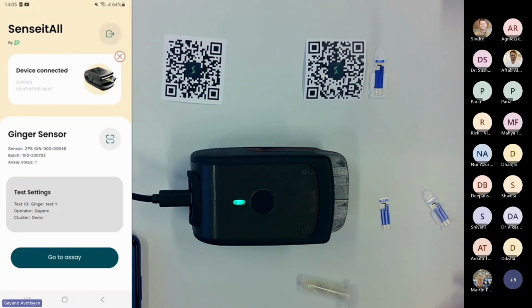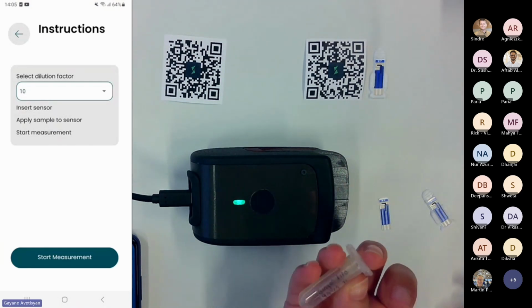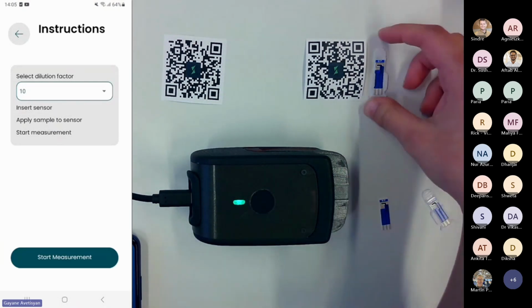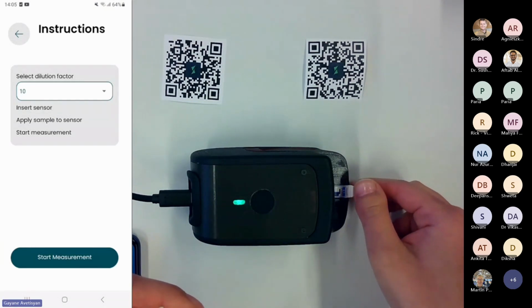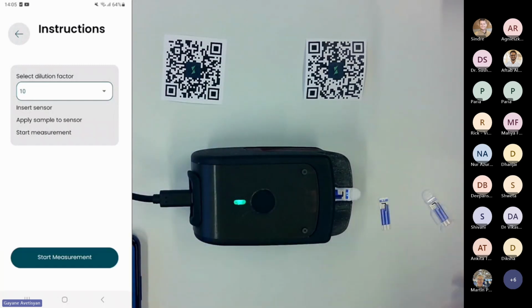I'll move forward, and I have ginger solution, which is a 1 to 10 ratio, so I don't need to do anything. I will place the ginger sensor with a cartridge and lock it so it's connected. The procedure is the same. Again, I will pipette 50 microliters of the solution.